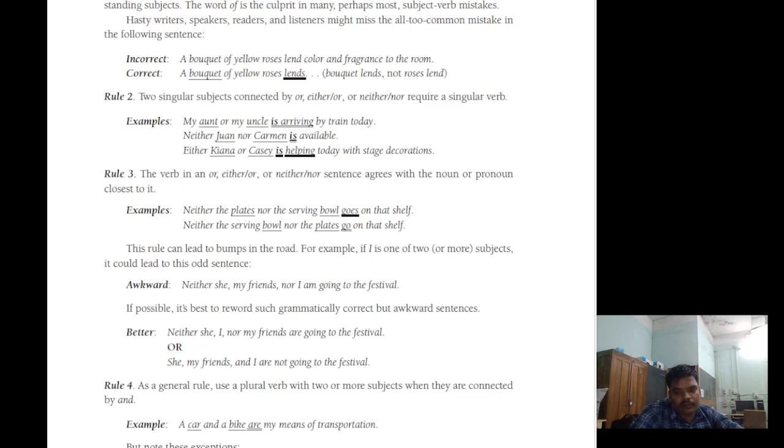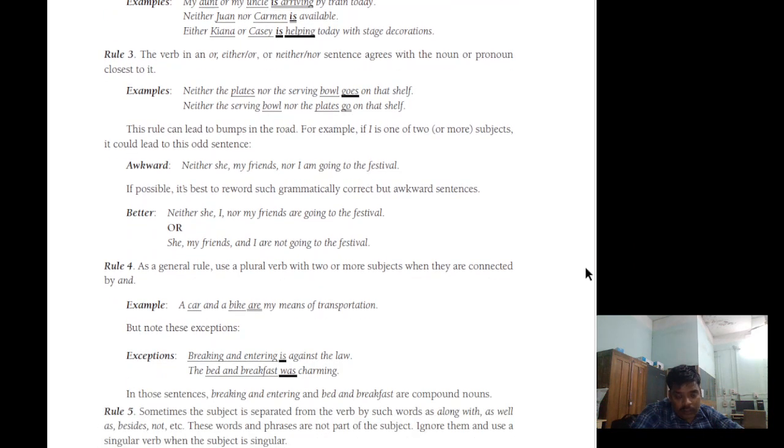Rule number 4. As a general rule, use a plural verb with two or more subjects when they are connected by and. A car and a bike are my means of transportation. But note these exceptions. Breaking and entering is against the law. The bed and breakfast was charming. In those sentences, breaking and entering and bed and breakfast are compound nouns.